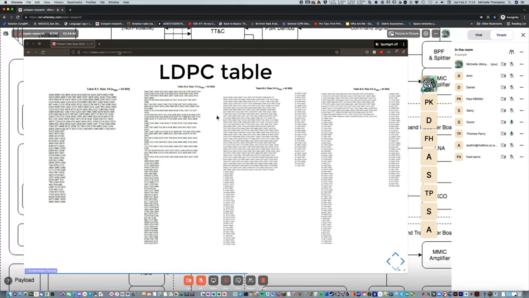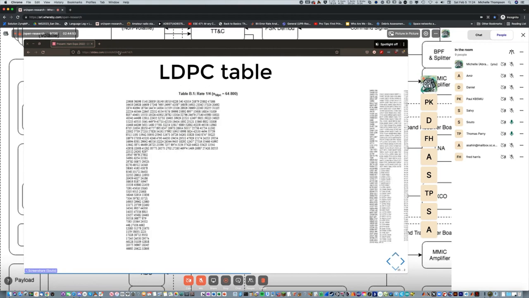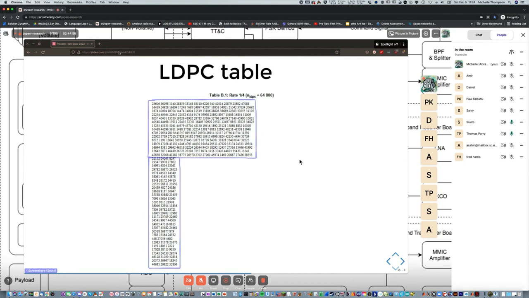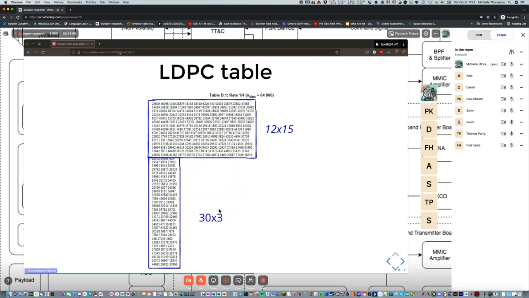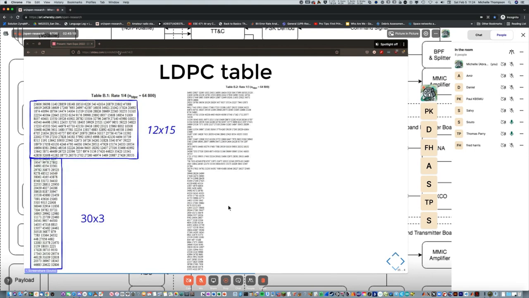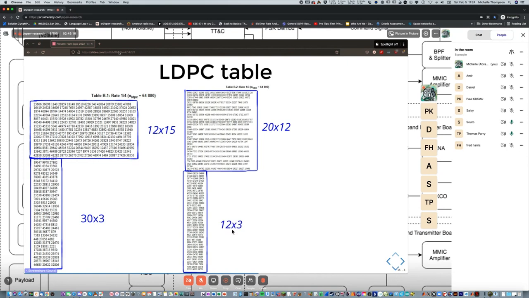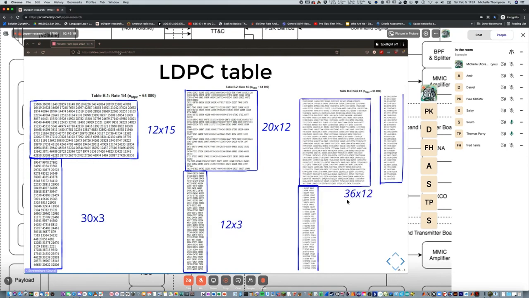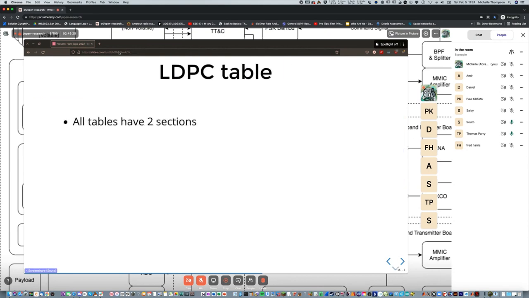It doesn't matter what the tables are, but they all look sort of like this in the spec. This is one for code rates 1/4, 1/3, 2/5, and 1/2. If we zoom into this, it has two sections. The one at the top is 12 by 15, so 12 rows of 15 values each, and the bottom is 30 by 3. The next table looks similar: 20 by 12, and then 12 by 3. The next one is the same, but 36 by 12 and 72 by 3. In fact, all tables have two sections.